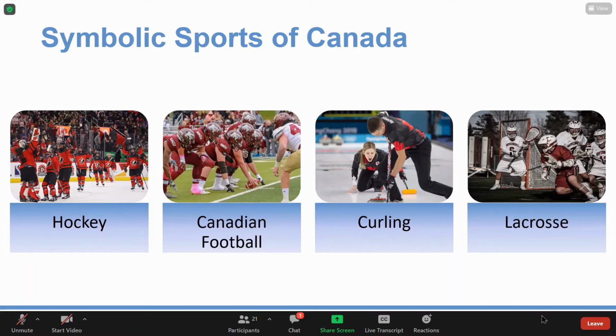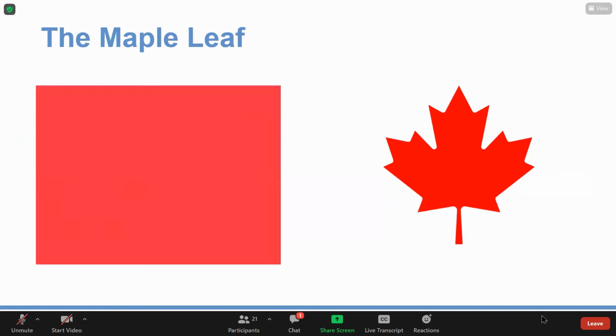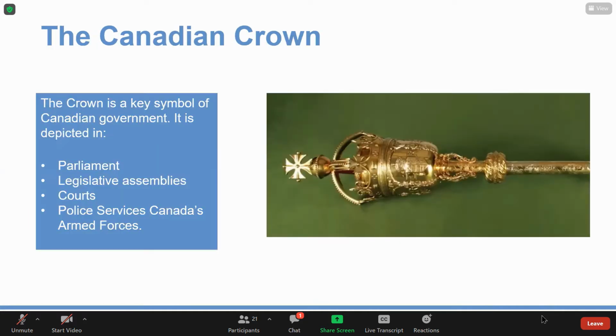Can you go back and show me the crown symbol? The Canadian crown? Yeah. Is this a Canadian crown, or is it a mace or something they call this? It is called the mace. I don't think so. This is the crown, the Canadian crown. Really? Okay.